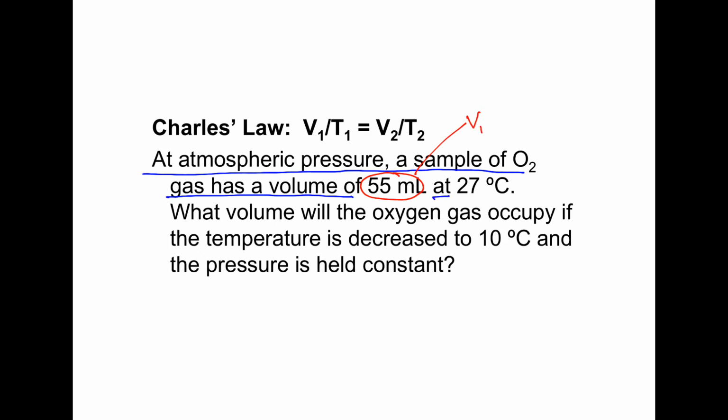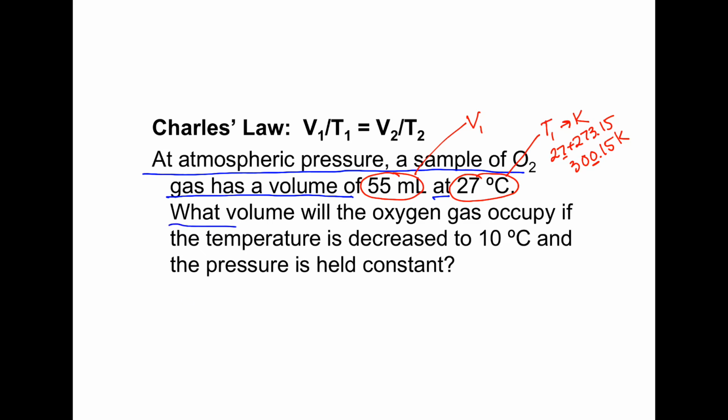It's at 27 degrees Celsius. Anytime I see Celsius, I know that's a temperature, but I also know that I'm going to need to convert that to Kelvin. We can only do gas law equations in Kelvin. So I'm going to add 273.15 to that. When I do that, I get 300.15 Kelvin. The 27 is only to the ones place, so I'm going to make sure that I mark my Kelvin temperature also to the ones place.